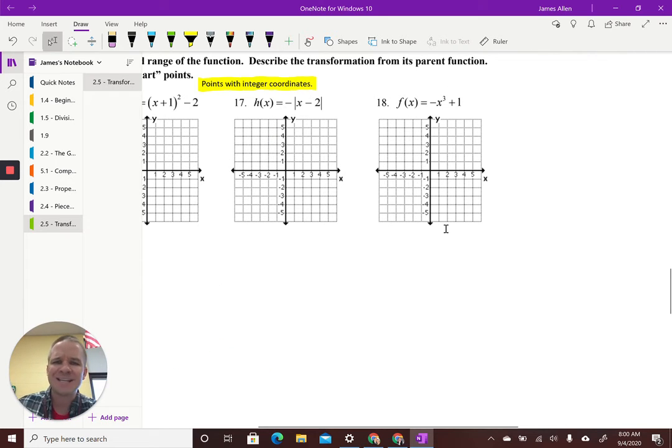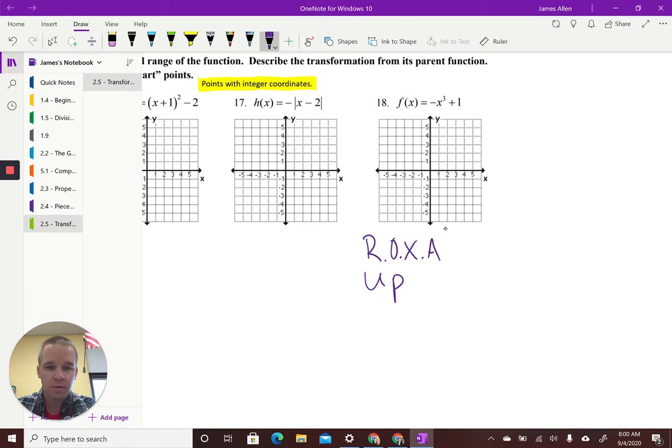All right, I think we'll do number 18 next. So for 18, we have a cube function, right? Now let's talk about our transformations again. We have a reflection over the x-axis, and we're going up 1. Okay, so first we reflect it, and then we move it up 1.